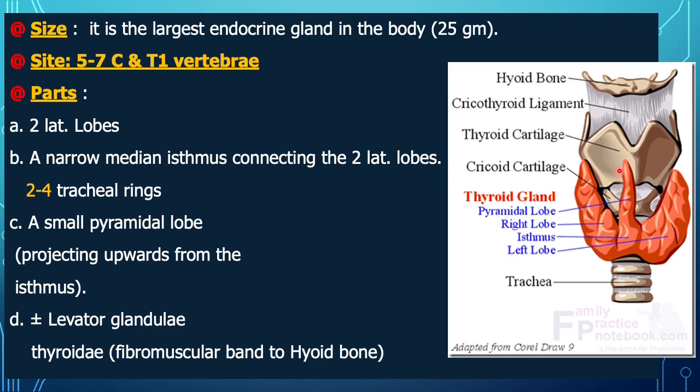So the gland is going to be moving while the hyoid bone moves with swallowing and the movement of respiration. Okay, so the loop is present in the second to the fourth tracheal rings, like this. That's the level of the two lateral lobes.